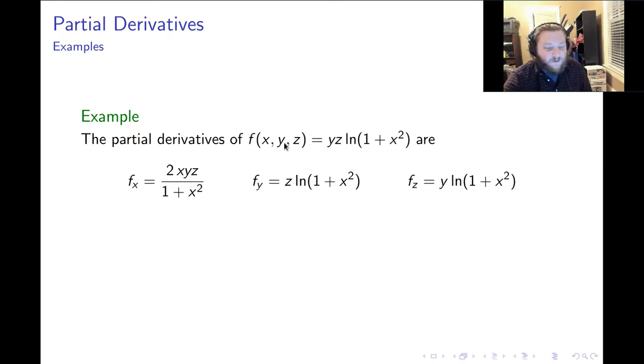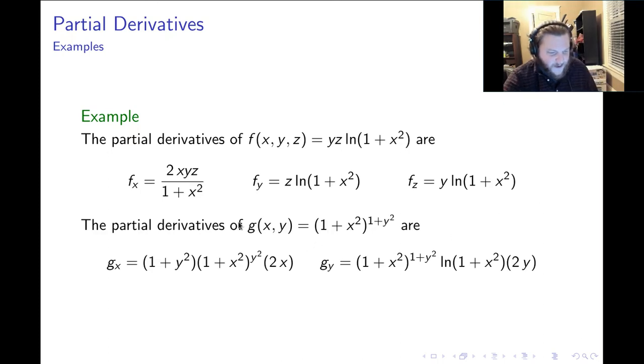Then when I take a derivative with respect to y, the other 2 variables, z and x, are constant. And this is just yz times natural log of 1 plus x squared. The only place where y appears is in the first term, and it's just y. So the derivative with respect to y is just equal to 1 times the rest. So partial derivative with respect to y is z times natural log of 1 plus x squared. Same goes for z. I have z multiplied by y times natural log of 1 plus x squared. When I take a derivative with respect to z, that z just becomes a 1, and then I'm left with everything else. So partial derivative of f with respect to z is equal to y times log of 1 plus x squared.